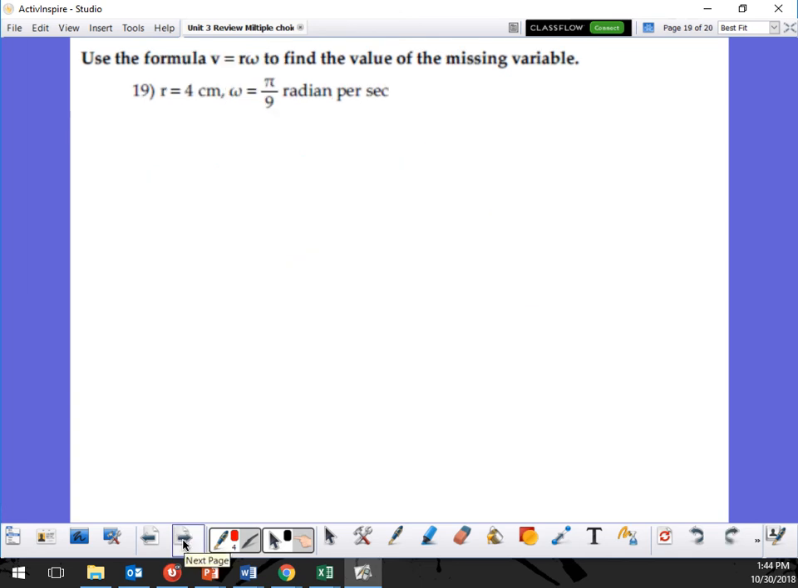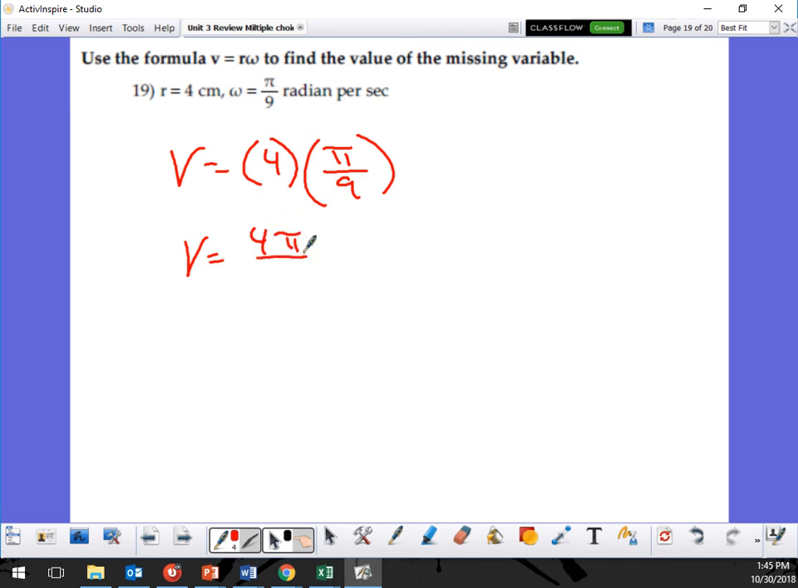Number 19. There's my formula. V equals RW. So, we have R, we have W, so what am I looking for? V. So I would say V is equal to RW, so it's going to be 4 times pi over 9, right? So what am I going to do here? Just multiply, right? V is 4 pi over 9. So what answers that?